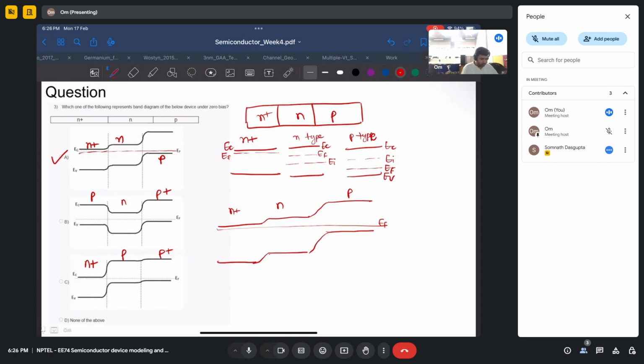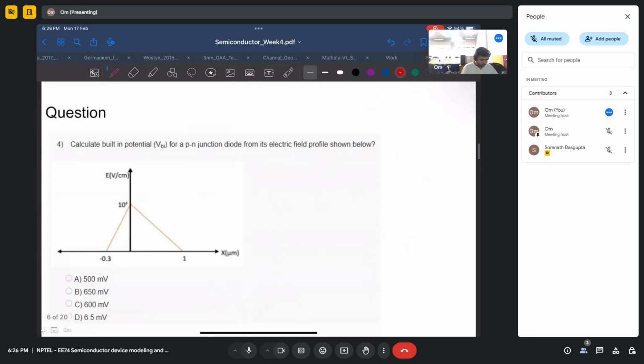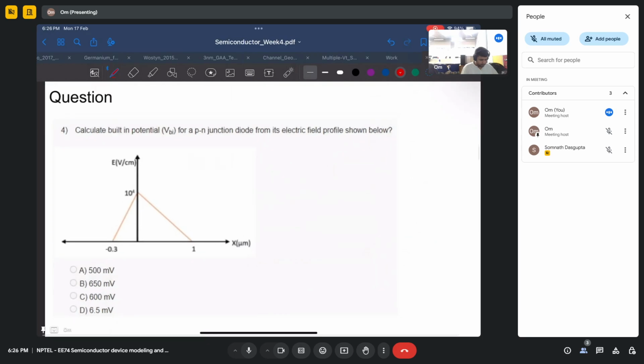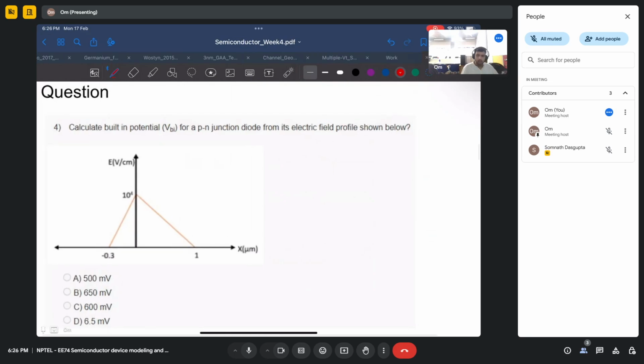So let's see the next question then. The question is, calculate the built-in potential VBI for a PN diode from its electric field profile as shown below. So just attempt this question. Okay, sir, I will try. Just think about the approach, then we'll solve it.